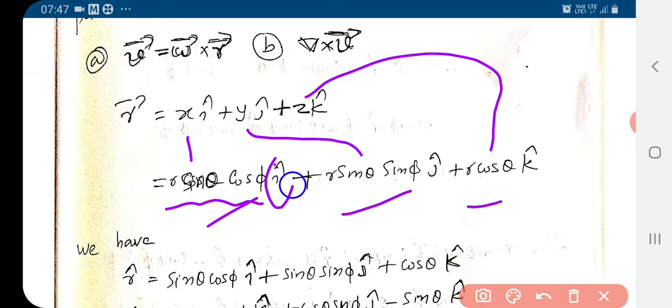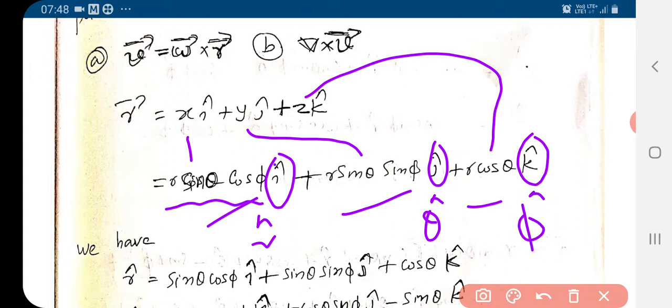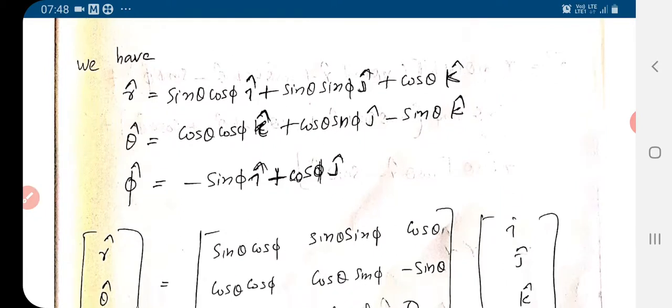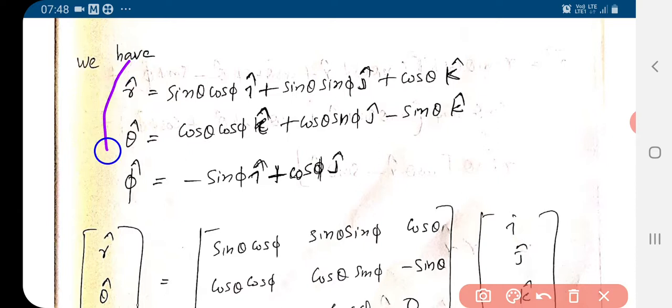Now we have to substitute for i, j, and k, because we have to write it in terms of r, theta, and phi. So for that, we use these three equations. We had obtained the unit vectors r, theta, and phi in terms of i, j, k. This we had done in the last class.